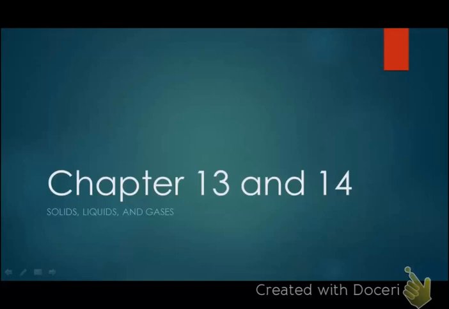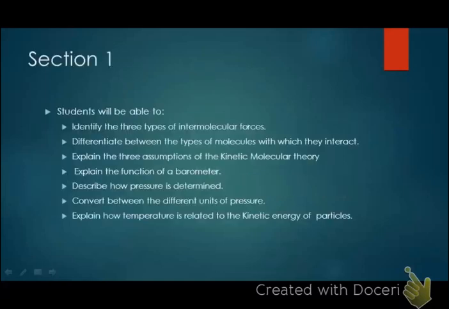Now, let's go ahead and introduce to you what our learning goals, our objectives, will be for this coming unit, or part of the unit, I'll say. Students will be able to, by the end of this unit, identify three types of intermolecular forces, differentiate between the types of molecules with which those intermolecular forces react, explain the three assumptions of the kinetic molecular theory, the function of a barometer, how pressure is determined, convert between the different units of pressure, and last but not least, explain how temperature is related to the kinetic energy of particles.